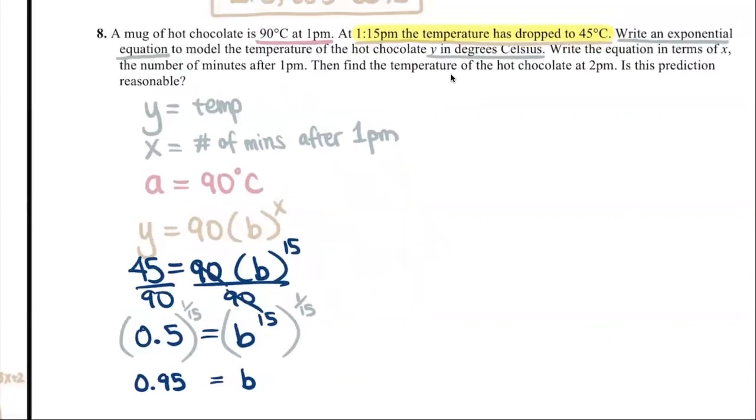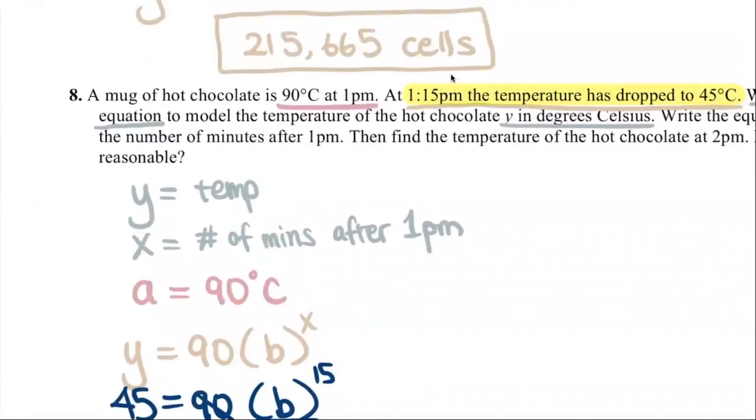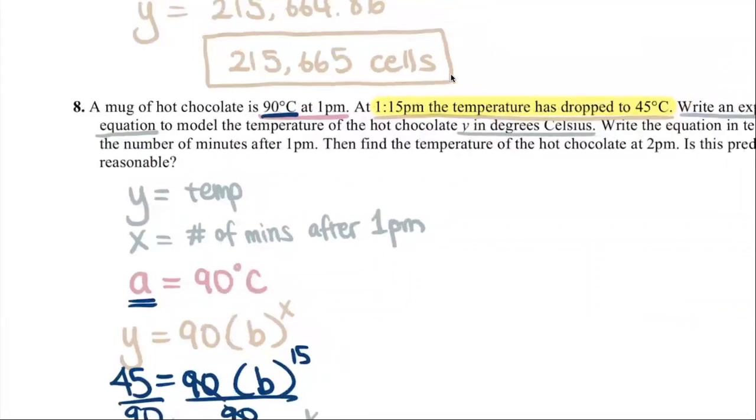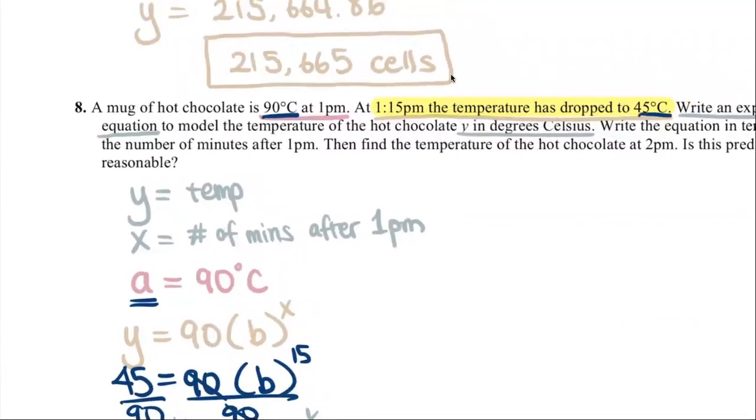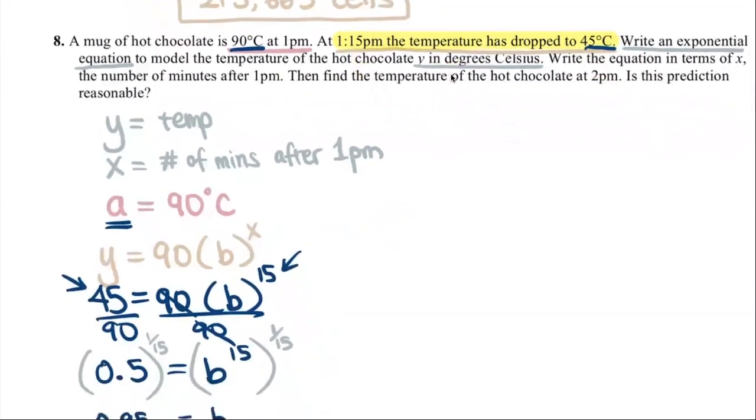I got a question in the chat. Why is 45 substituted for y when 90 takes the place of a? Great question. The reason is because 90 is the initial temperature, right? That's why it's a. 45 degrees represents what the temperature is after 15 minutes. So that's why it's 45 for y after 15 minutes. Does that answer that question? Cool. Good job, Yanni.